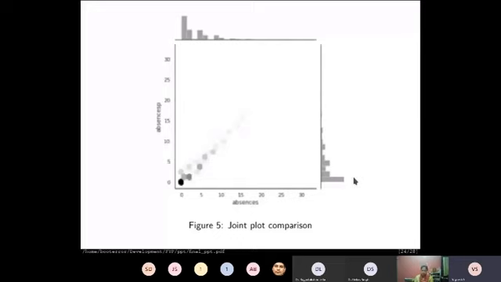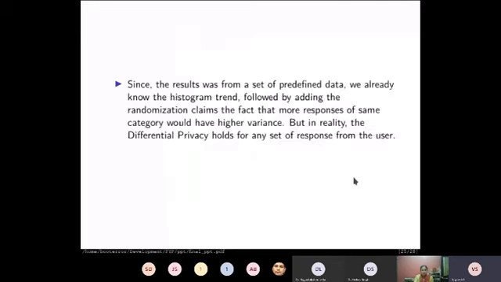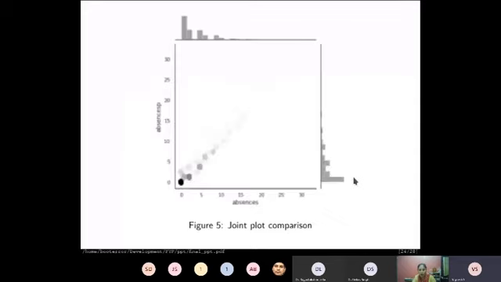So that's actually a contradiction that needs to be proved. Since the result is from a set of predefined data, we already know the histogram that followed. Adding randomization claims that more response categories would have higher variance, but in reality, differential privacy holds for any set of responses. That's what I want to enact. When you compare this with the previous one, you'll get it.